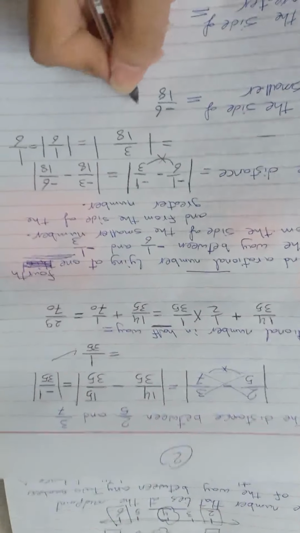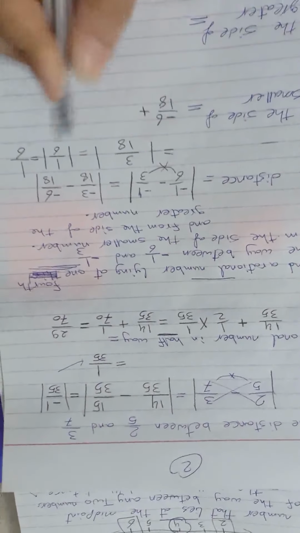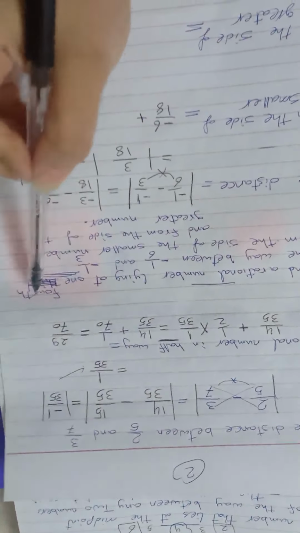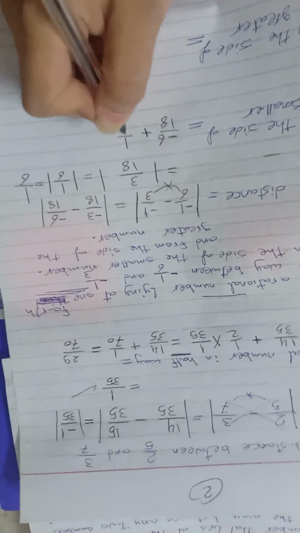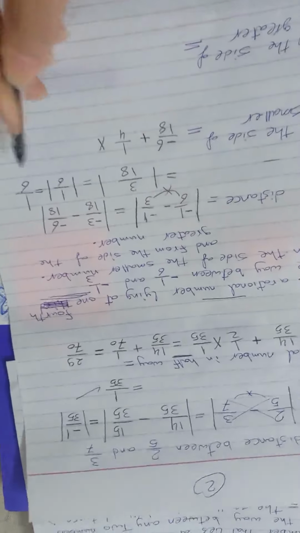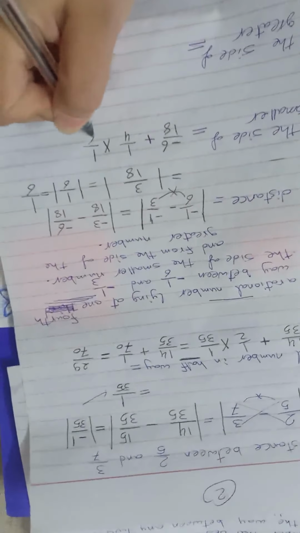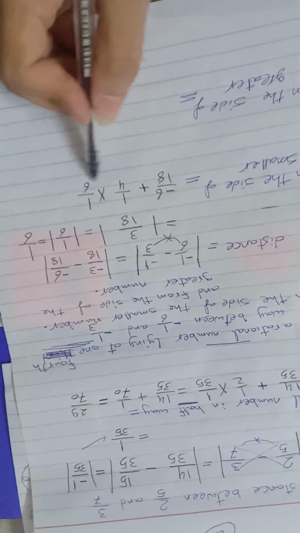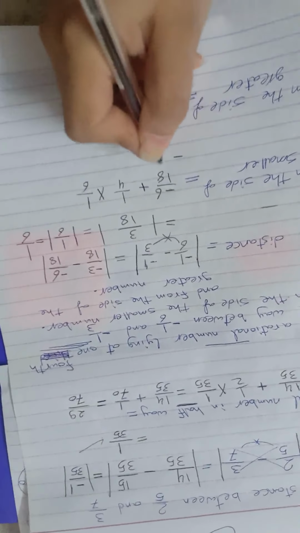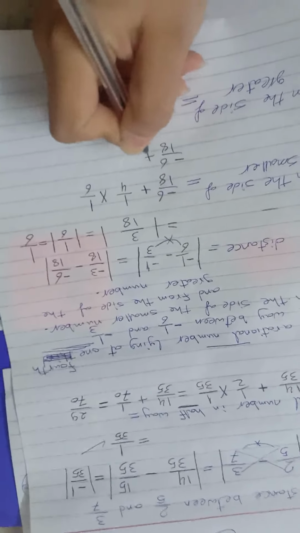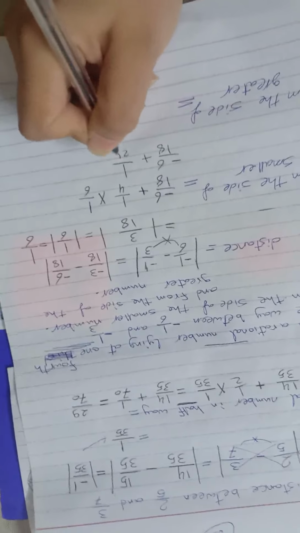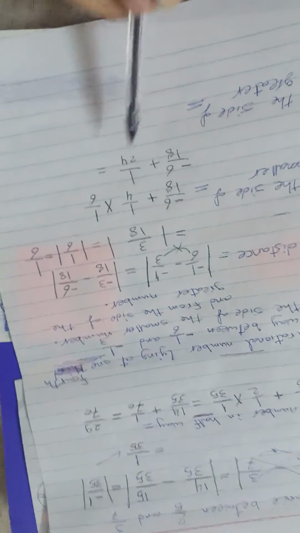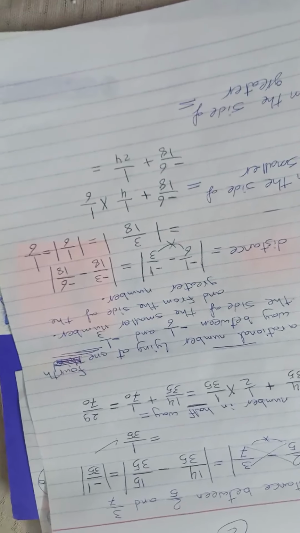Smaller plus the fraction he asked about, 1/4. 1 over 4 multiplied by the distance 1 over 6. And then find the product of the two fractions. -6 over 18 plus 1 over 24. Find the value of this fraction.